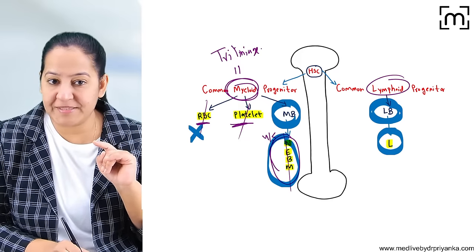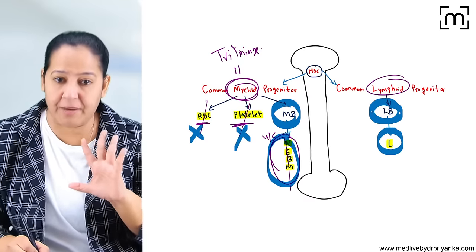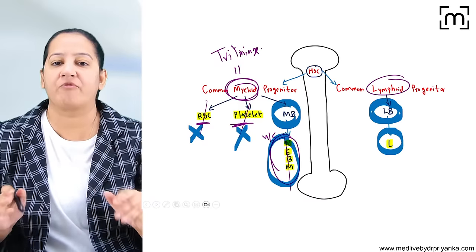Currently, I'm not interested in RBC. I'm not interested in platelets. The cells I'm interested in, since I'm teaching you leukemia, are WBCs only. So WBCs, all five WBCs, are formed from blasts.